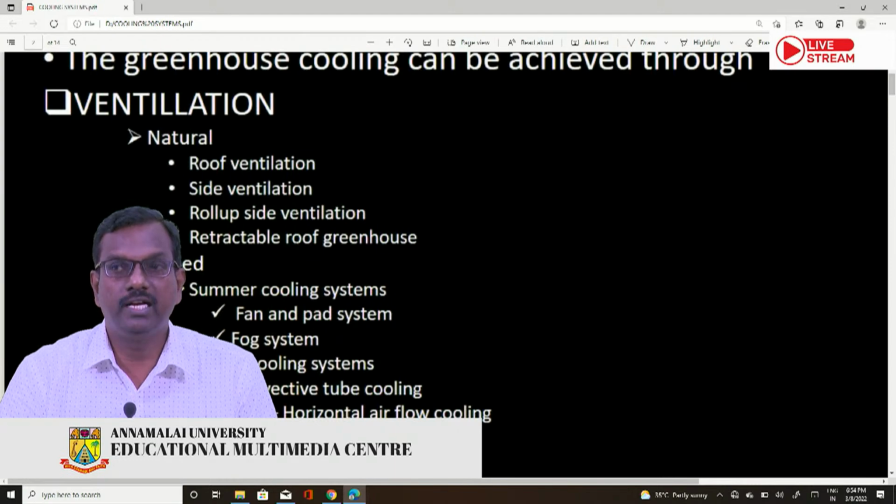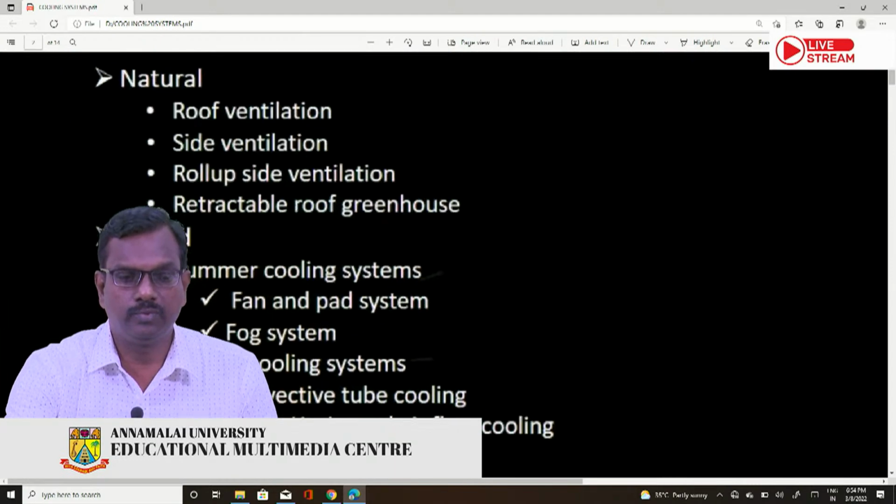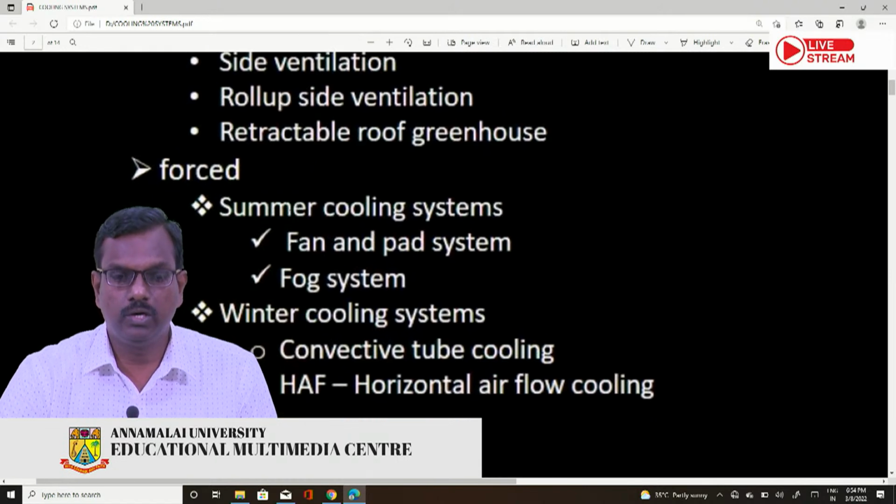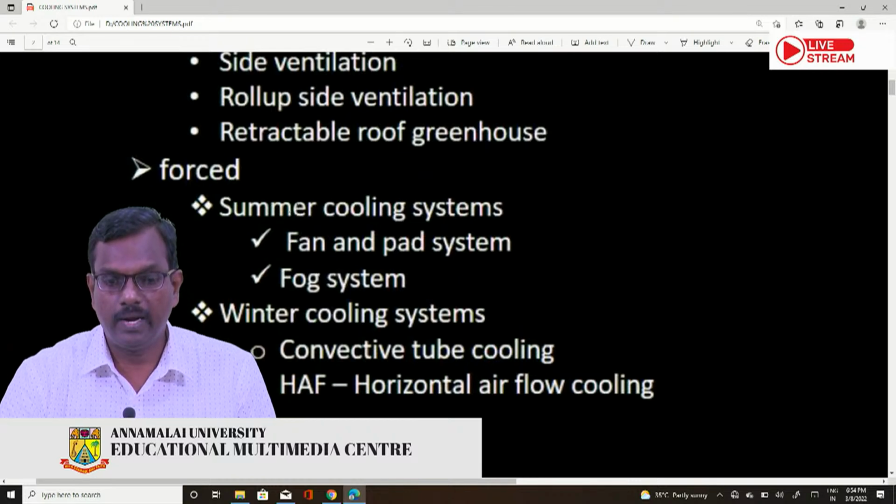Under forced ventilation, we are again having two subsections. One is summer cooling system and next one is winter cooling system. And in the summer cooling system, we are having again two types. The first one is fan and pad system and the second one is fog cooling system. In the winter cooling system, we are having two types. The first one is convection tube cooling and the second one is HAF. The expansion is horizontal air flow cooling.